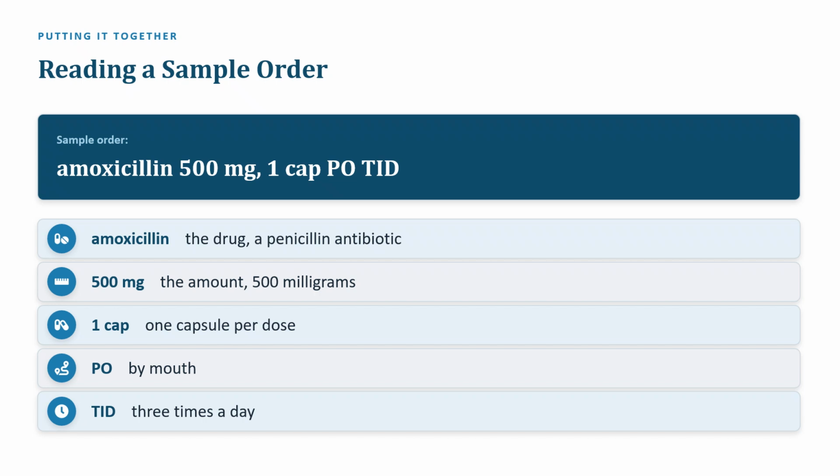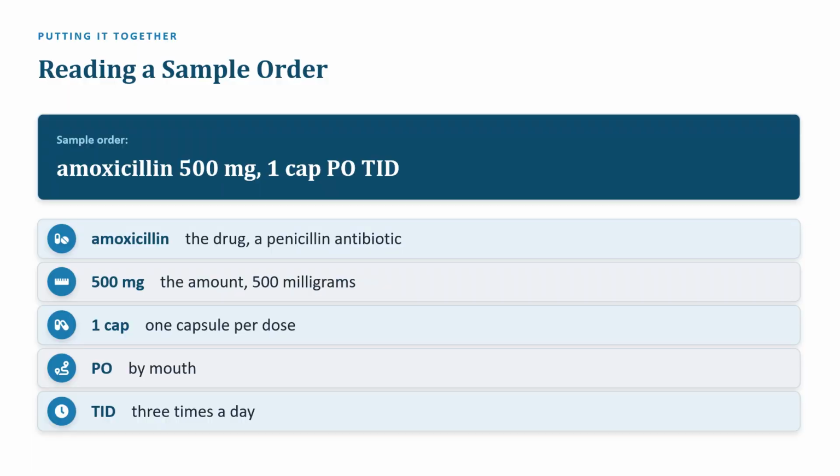The first part, amoxicillin, is the drug itself. From our survey and the cillin ending, you should recognize it as a penicillin type antibiotic, which also reminds you to check for a penicillin allergy. The second part, 500 mg, is the amount, 500 milligrams. The third part, 1 cap, tells you the form and how many, 1 capsule per dose. The fourth part, PO, is the route, meaning by mouth. And the last part, TID, is the timing, meaning 3 times a day.